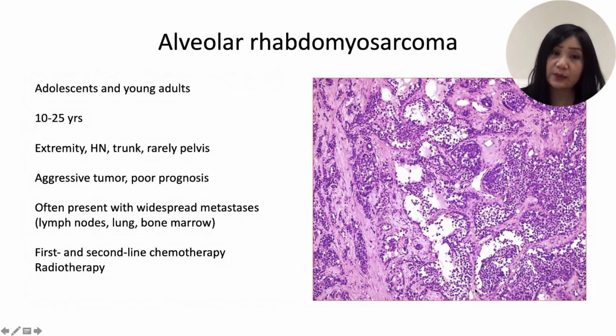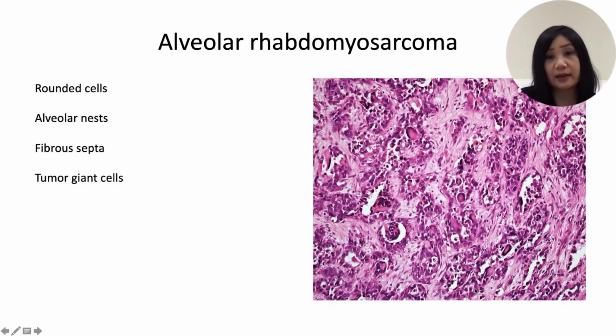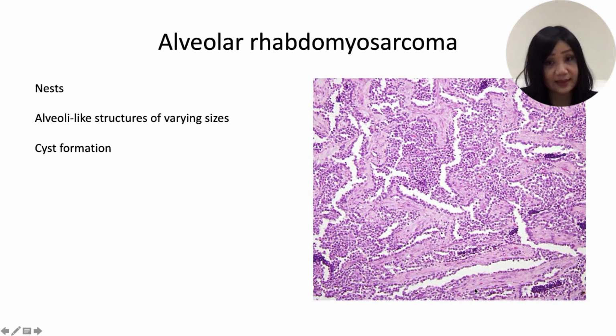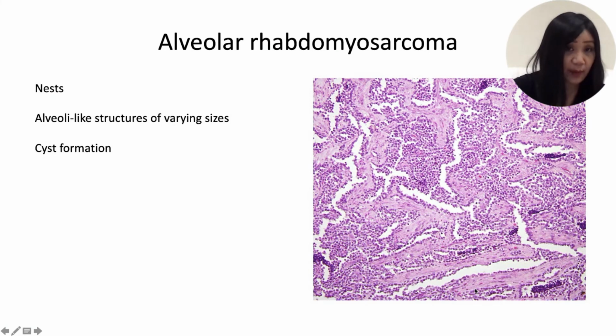Often this presents with widespread metastases, sometimes with a leukemic picture of extensive marrow involvement completely replacing the marrow. These are composed of rounded cells, typically with alveolar nests with this central dropout, so central empty spaces, and also typically there are these broad fibrous septa, sometimes with tumour giant cells. This is the classic morphology, but the morphology can vary considerably. Sometimes the nests are more solid and an obvious alveolar architecture is lacking. Sometimes there can be variable cyst formation.